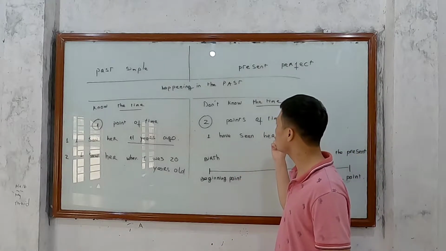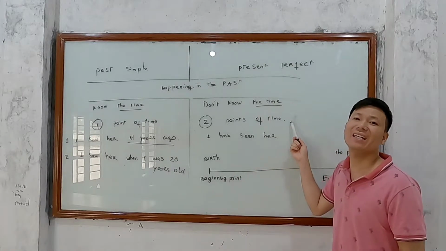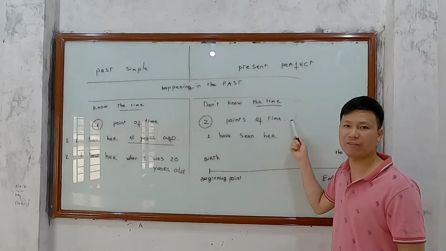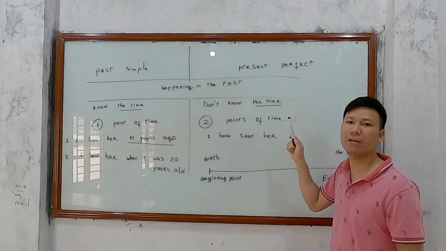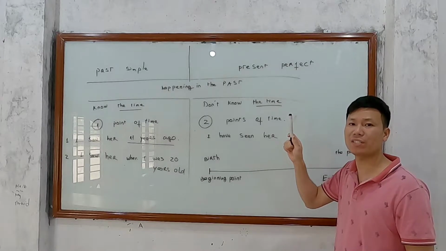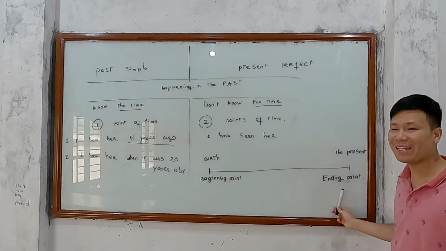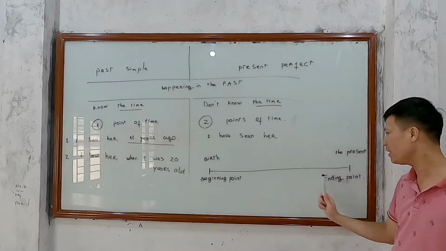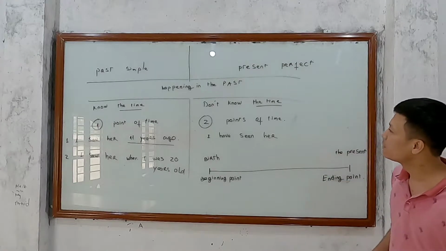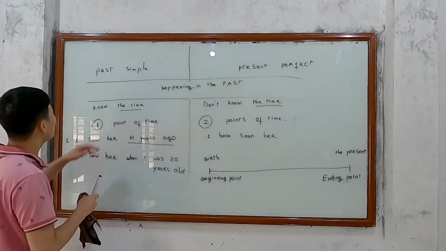So, 2 points of time. Exactly, it is a period of time. Every period of time has 2 points of time: the beginning point and the ending point. So, just concentrate on this column.